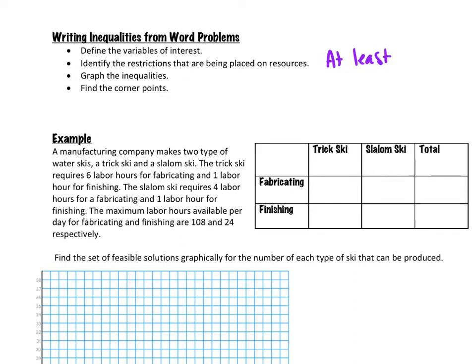which means that if something is at least something, that is greater than or equal to it. Or you can look for words like at most. If something is at most, it can't exceed it, so it's going to be less than or equal to. So you're looking for things like that. We're going to graph the inequalities, and then we want to find the corner points. So we're going to stop just short of what actual linear programming is in this particular thing.